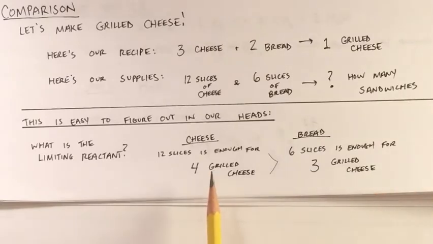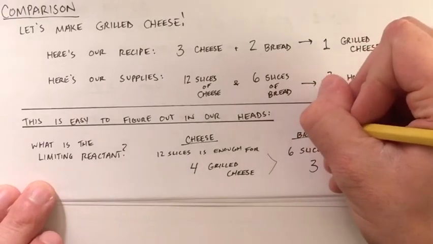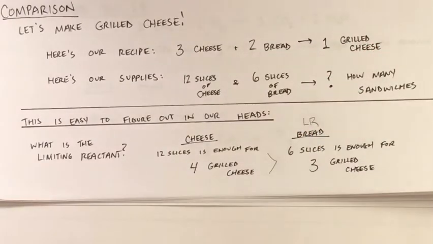Even though we have enough cheese, we're going to run out of bread before we get to 4 sandwiches. So we end up with only 3 grilled cheese sandwiches in this example. So bread is our limiting reactant here. Just an easy comparison you can see in your head. Now let's move on to an example problem where we have some conversions.